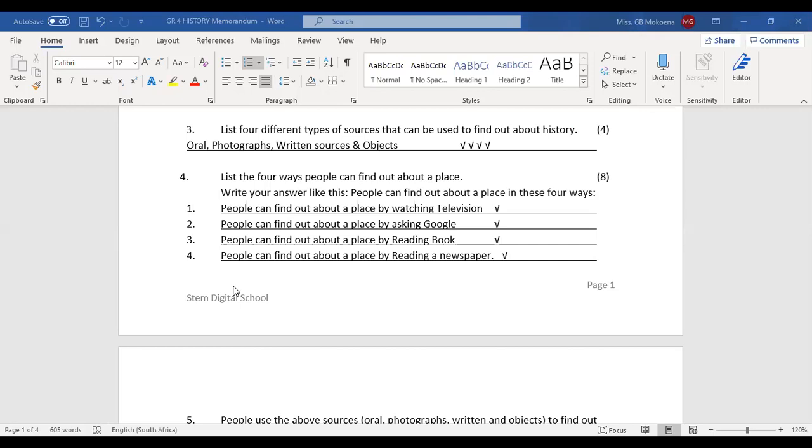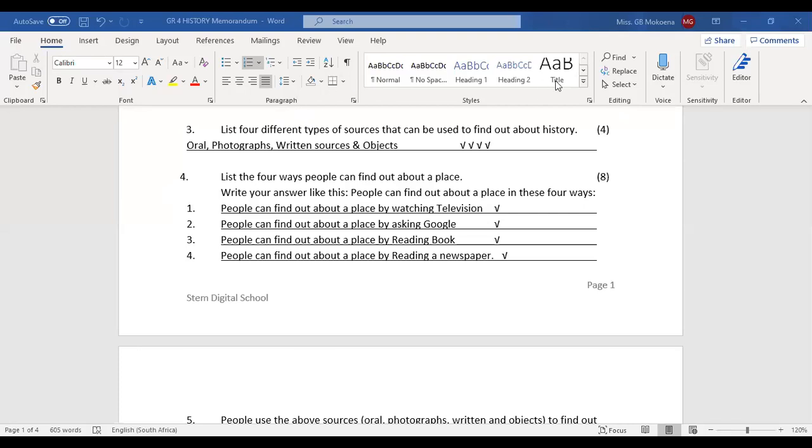Reading, looking at pictures, asking people questions, and listening to stories told by elders. Okay, nice. Thank you, Minent. Taren. I said writing books, letters, and artifacts. Writing books, letters, and artifacts. Nice. Did you get your marks? Yes. Good. Thank you, Taren.